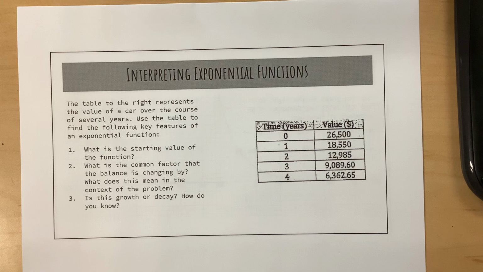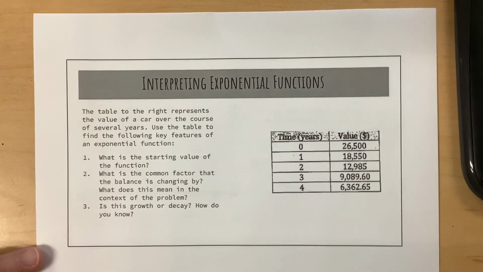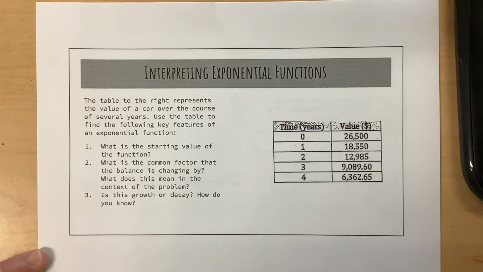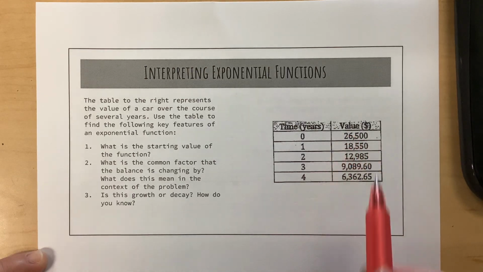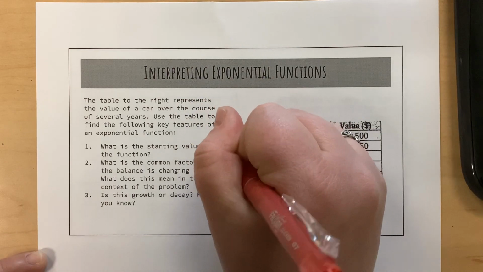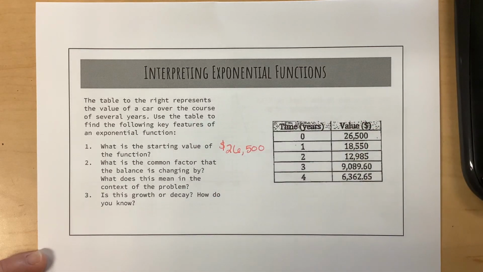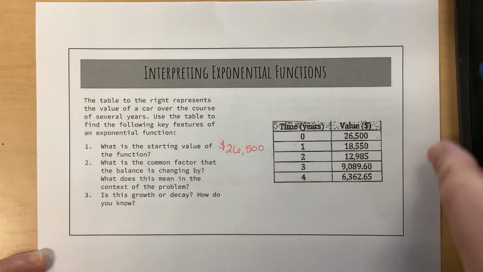All right, the table to the right represents the value of a car over the course of several years. Use the table to find, again, the key features of the exponential function. All right, so first of all, what is the starting value of the car? The y-intercept is $26,500, so that is the starting value, $26,500.